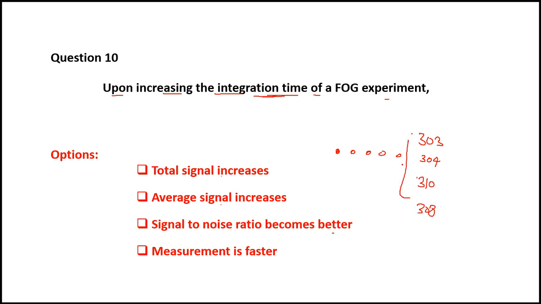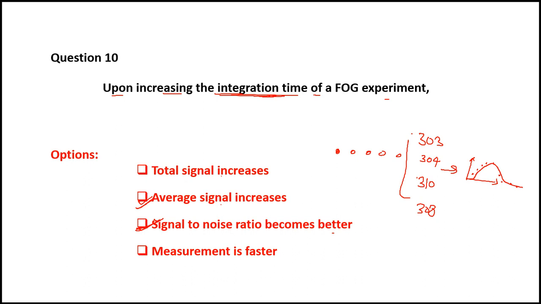So this will be the average of what you get the final after integration. That will be like the sum of all these. Okay, so therefore if you increase the integration time, the average signal increases. And the second thing is, since you increase the integration time, you will come up with some value which is in the middle of these, and you will get a better signal and with a better resolution also. So the signal to noise ratio also improves if you increase the integration time of a fog experiment.